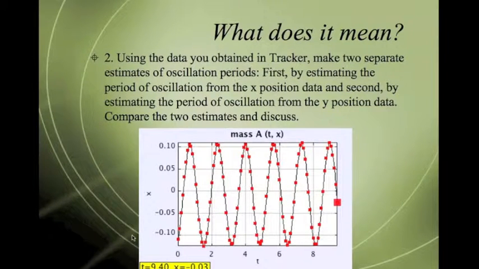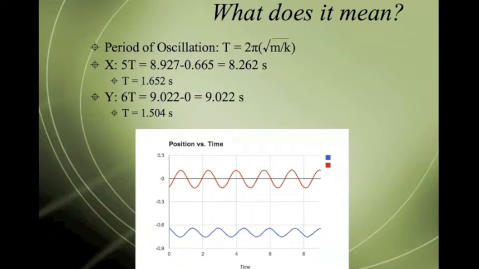Using the data obtained in Tracker, make two separate estimates of oscillation periods. In order to find the period of oscillation, which equals T, I took the average time in between each oscillation. For the x, I subtracted the time from the tip of this slope minus the time from the tip of this slope in order to get 8.262 seconds, and there's 5 iterations in between these, so you divide that by 5 in order to get 1.652 seconds.